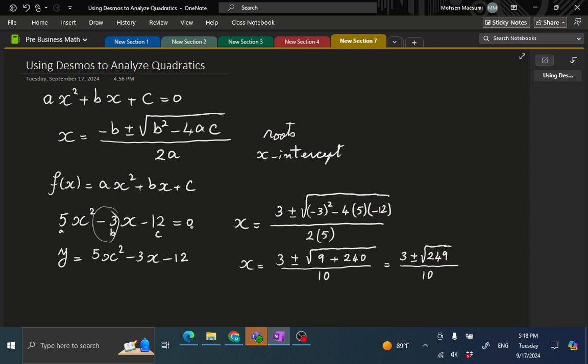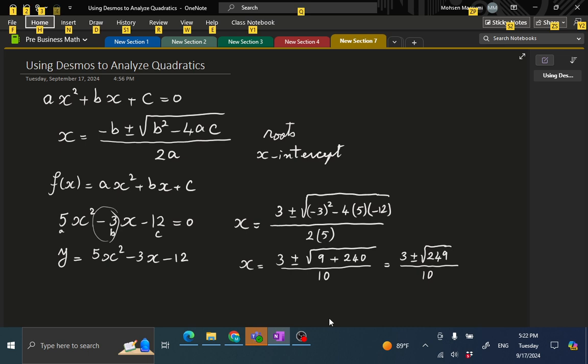Well, in real life, the numbers don't have to always look like friendly 1, 2, and 3. Every now and then we come across things that are just whatever they are. And then as the problems get more and more complicated, we want to be able to double check our answer, make sure we are on the right track, and so on. So here I have 3 plus and minus square root of 249 over 10. I might use a calculator or something and try to approximate what this number is.